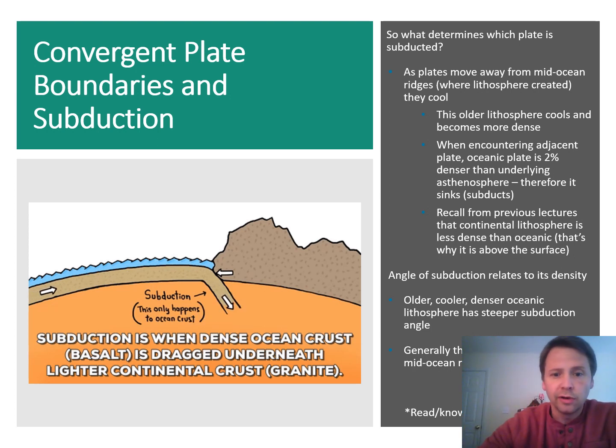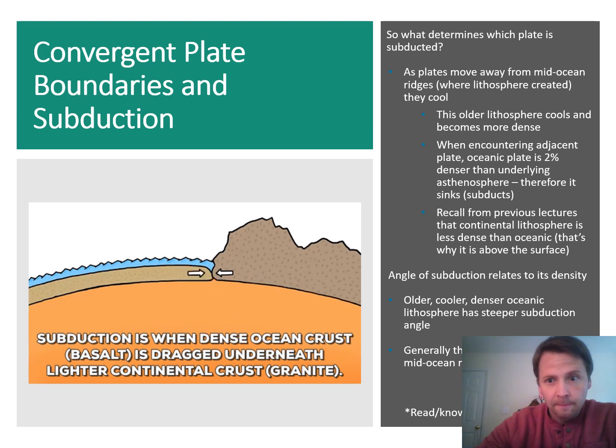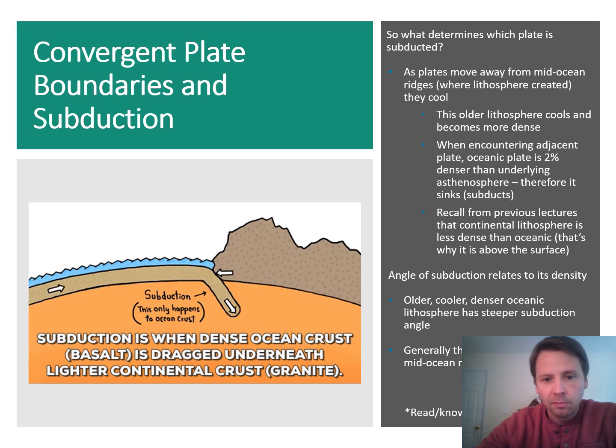So in this particular image, we have an oceanic plate colliding with a continental plate. And what we know about these oceanic plates is that they're incredibly dense. They're basaltic by comparison to your continental plates, which are mainly granitic. So these two plates are colliding, and the one that's going to go underneath is always going to be the one that's the most dense.